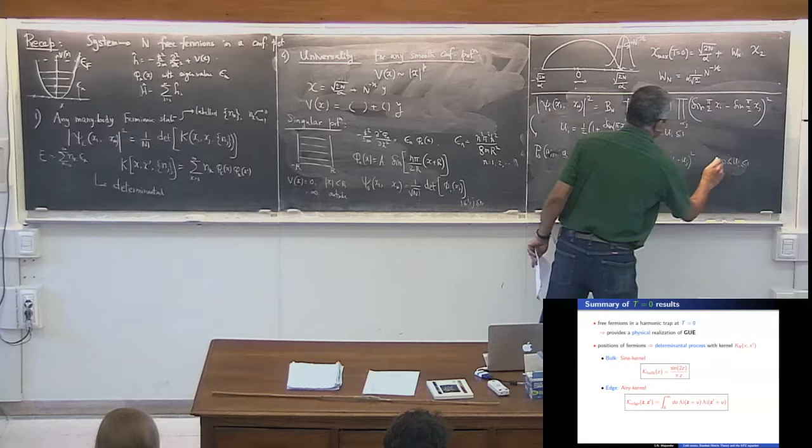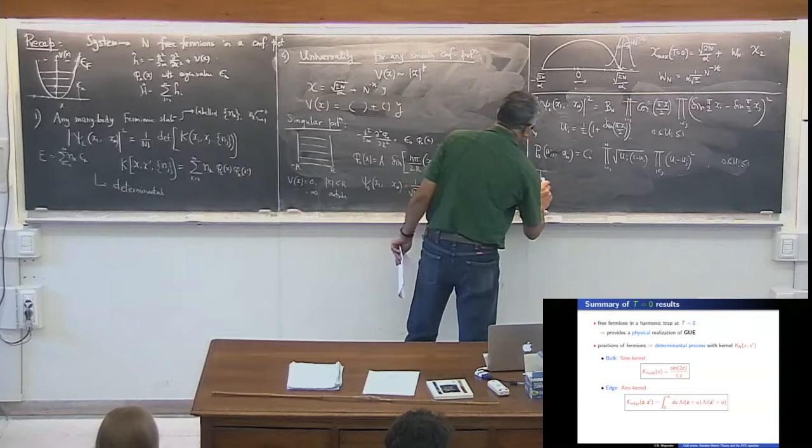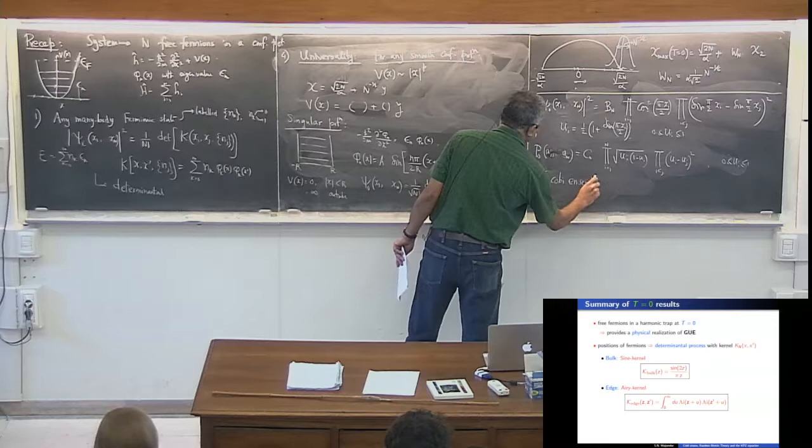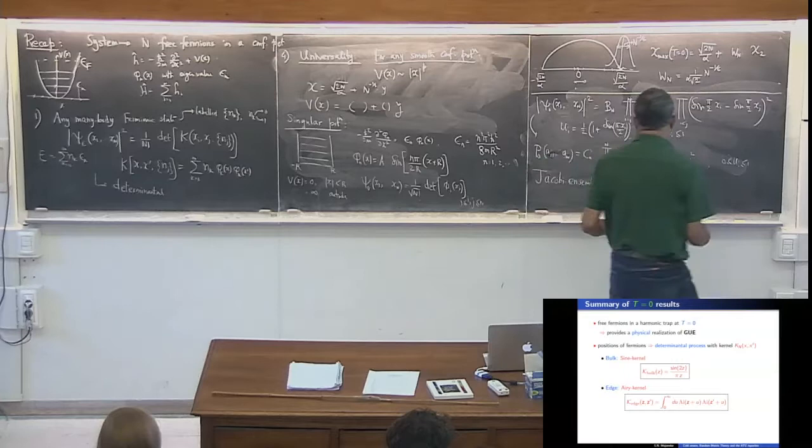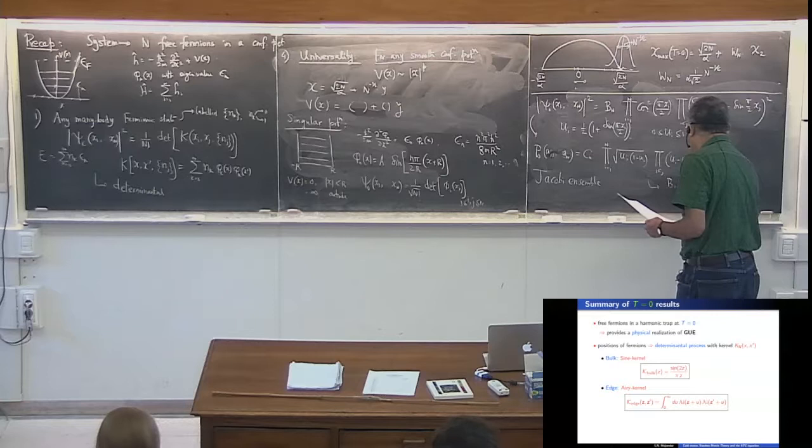So this is a different type of random matrix ensemble. It's called the Jacobi ensemble. The name Jacobi comes from the fact that the orthogonal polynomials associated with such an ensemble, which I didn't talk about, are called Jacobi polynomials. Okay. So if you are interested in this, here is just a reference, a recent reference.